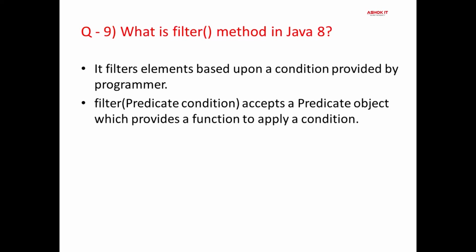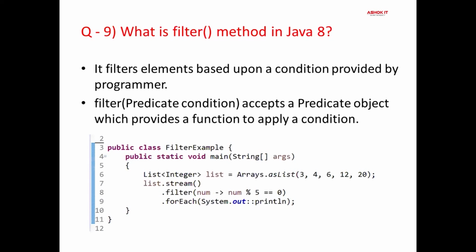These operations are always lazy. That is, executing an intermediate operation such as a filter does not actually perform any filtering, but instead creates a new stream that, when traversed, contains the elements of the initial stream that match the given predicate. You can see this example.